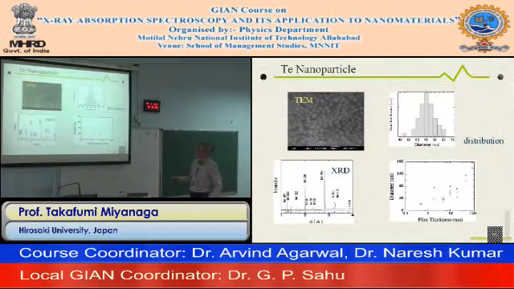I show you the TEM photograph of a certain thickness of tellurium. We can find the nanoparticles, and this is the distribution of the diameters, almost 50 nanometers in diameter for these structures. From the XRD, this is the crystalline structure, and for the small nanoparticles, there are no Bragg reflections.